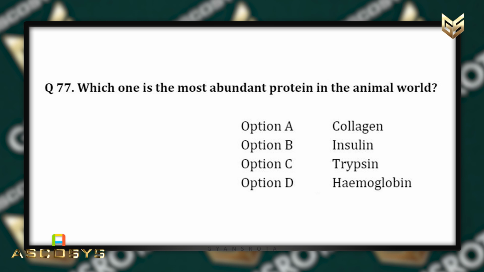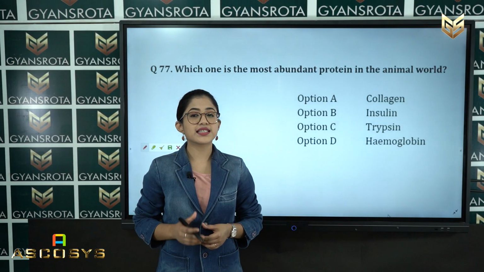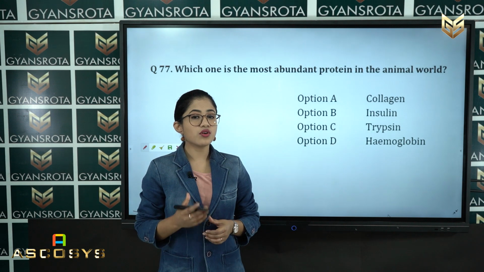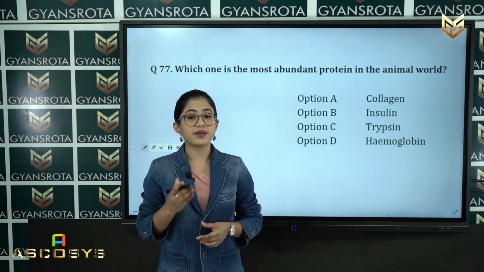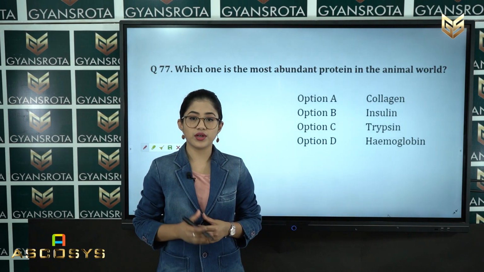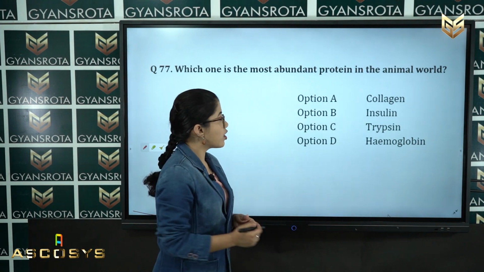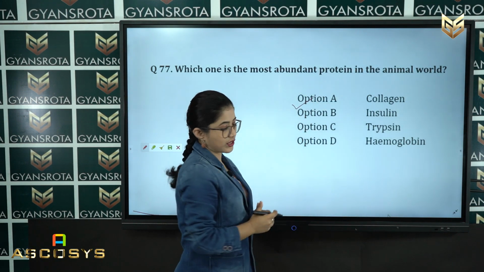Which one is the most abundant protein in the animal world? Option number A, collagen, option number B, insulin, option number C, trypsin and option number D, hemoglobin. Student, this is a very easy question. So, collagen is the most abundant protein in the animal world. So, from these four options, option number A is the correct one.